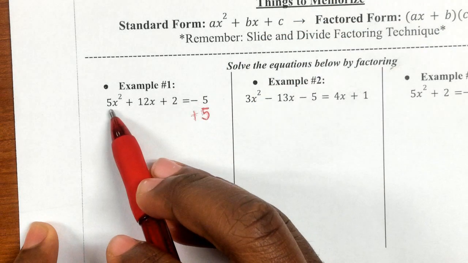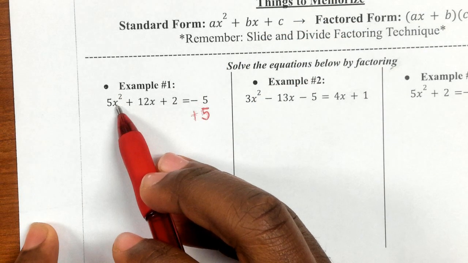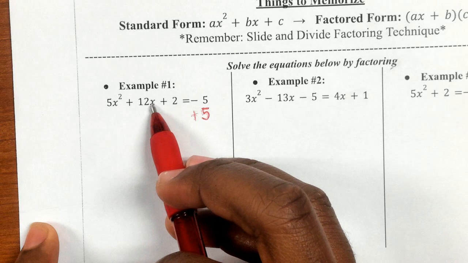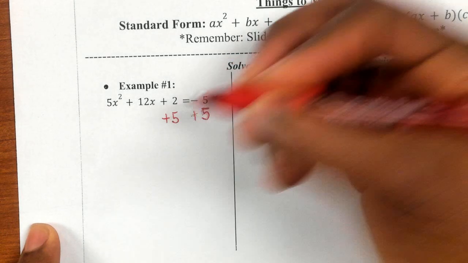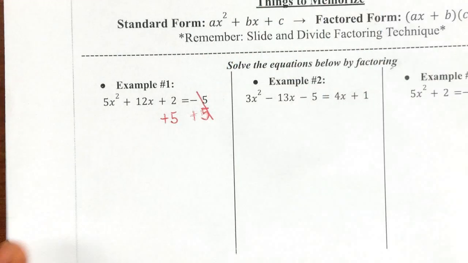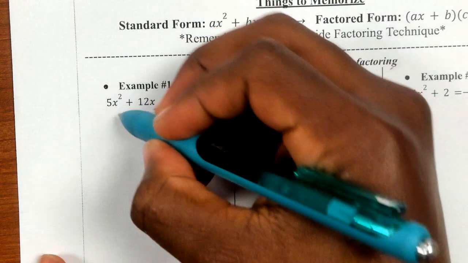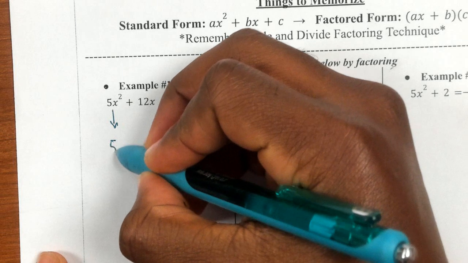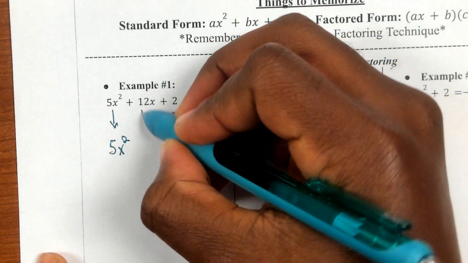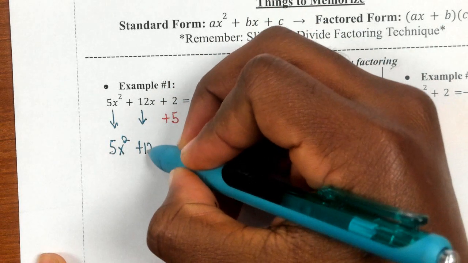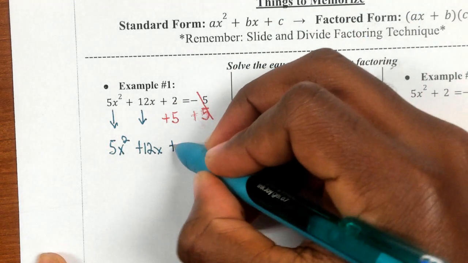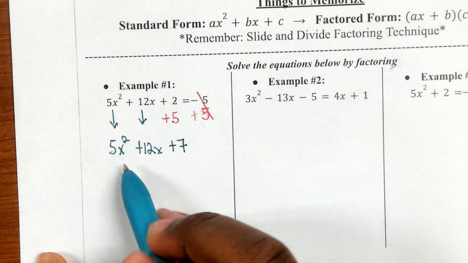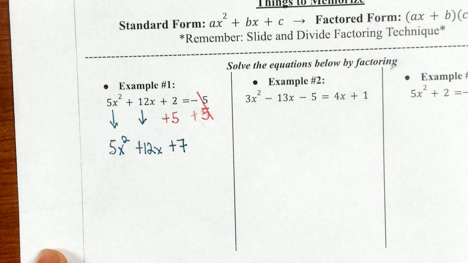Are you going to add it to the 5x squared? No. The 12x? No. The positive 2? Yes. This will get cancelled. The 5x squared, you're going to bring it down. The 12x, you're going to bring it down. And we're going to add the 2 and the 5 to get 7. Now we have everything on the same side.